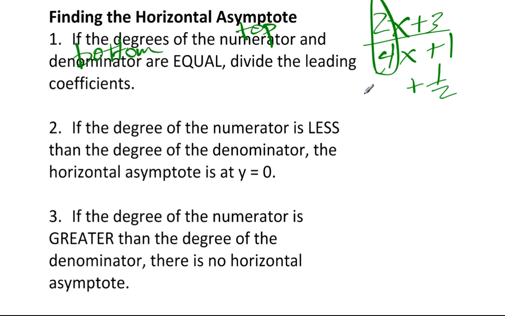So when things change and they're not the exact same, that's when stuff is going to be different. If our degree on our top is less than the degree on the bottom, then we get to just go with y equal to 0.